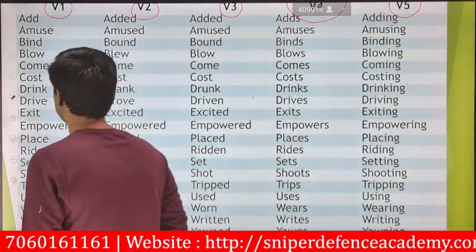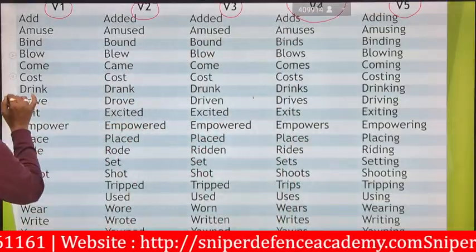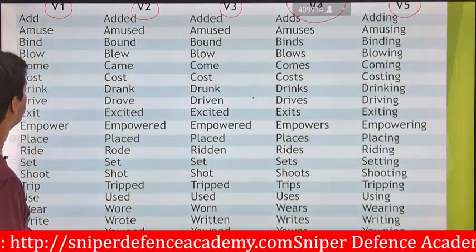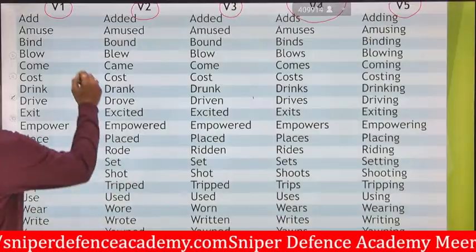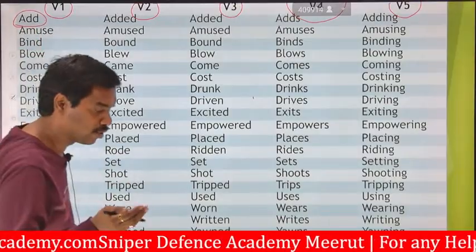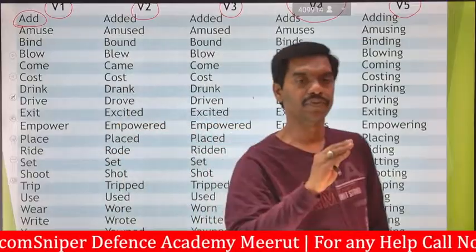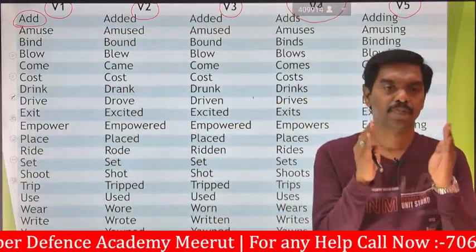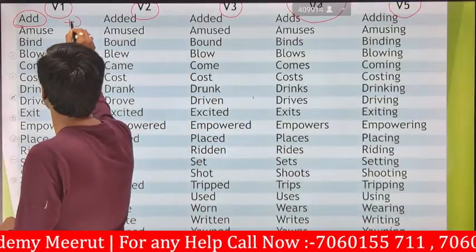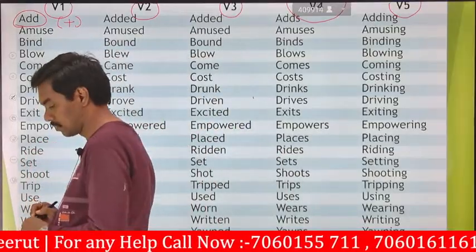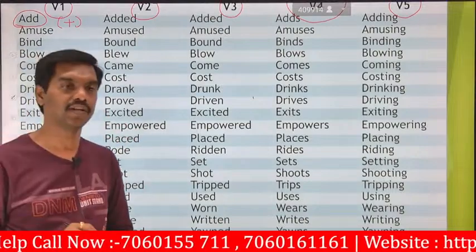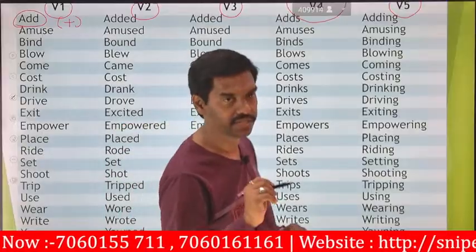So the first one is a verb. Verb 1. First is add. What is this? Add. Add means, just, I am going to add sugar in my coffee. Add means plus. For example, you can say plus. It's easy for you. The symbol represents plus. Add means plus. What is the spelling for add? ADD.